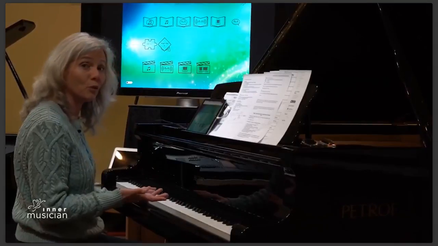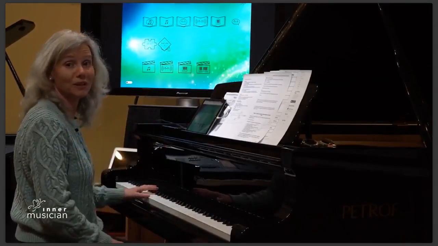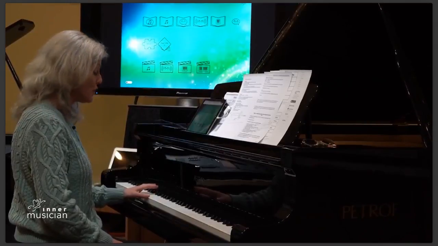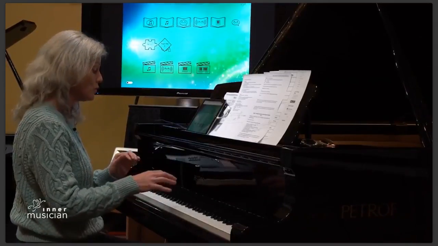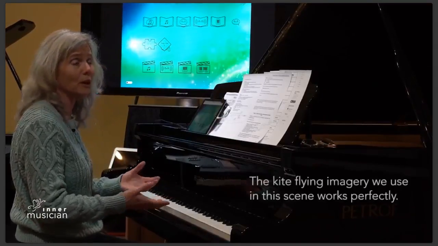Now, as I said before, you've actually already done this one because we have it in the lullaby, which is the last scene in Zephyrind. So I'm not going to show you too much on this one because it actually just works really well.